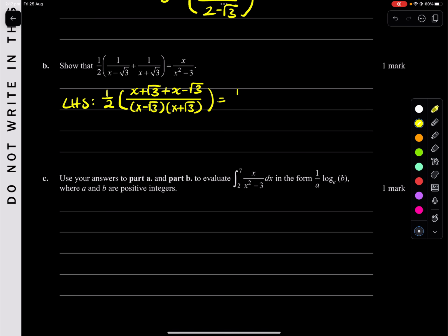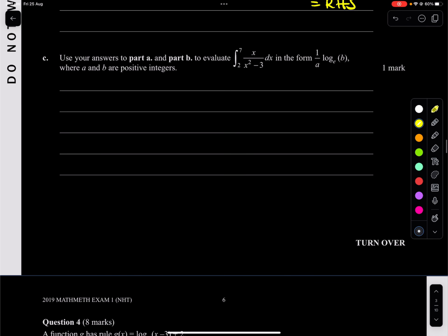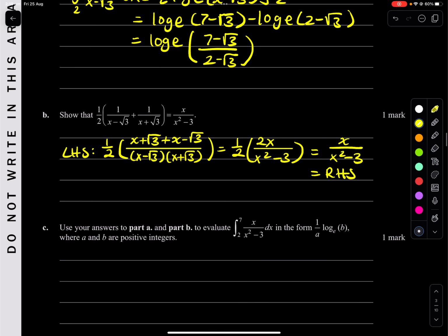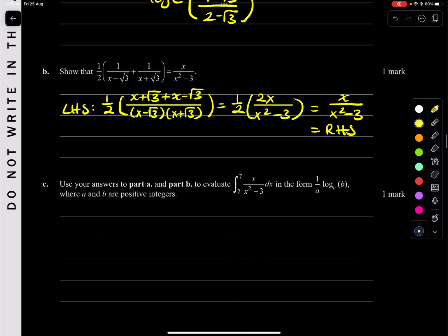Okay. This here, keep the half outside, it'll be 2x all over x squared minus 3. So it'll be x all over x squared minus 3, which is equal to your right-hand side. Yep, perfect. Use your answer to part A and part B to evaluate this in the form of this, where A and B are positive integers, 1 mark.